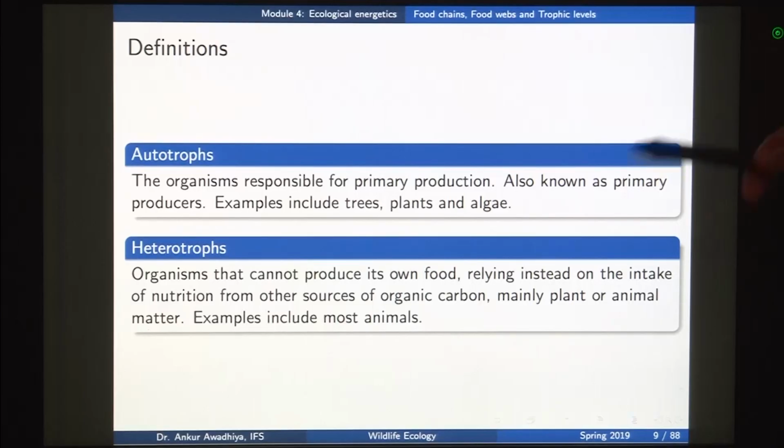So, autotrophs include trees, plants and algae, and also a number of bacteria that get their energy from chemicals, which are known as chemoautotrophs. Heterotrophs are organisms that cannot produce their own food. So, they are organisms like us. They rely instead on the intake of nutrition from other sources of organic carbon, mainly plant or animal matter. An example includes most animals such as us.